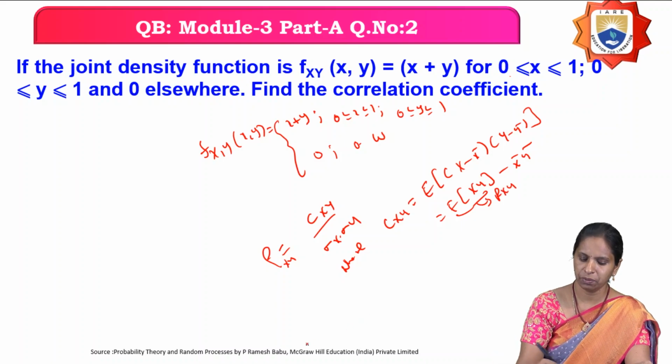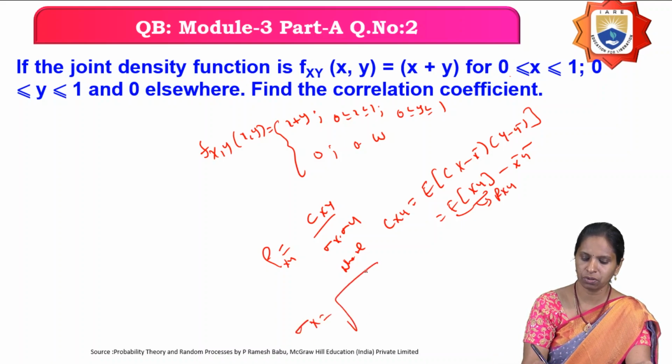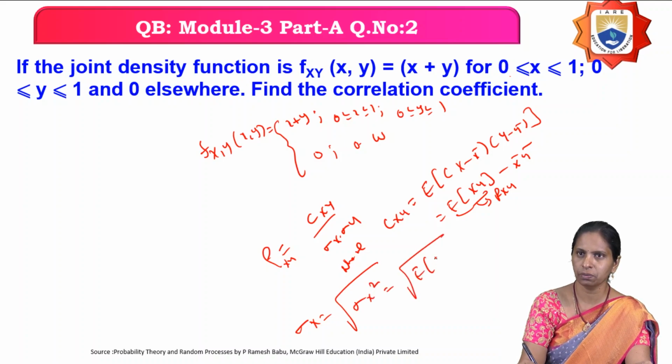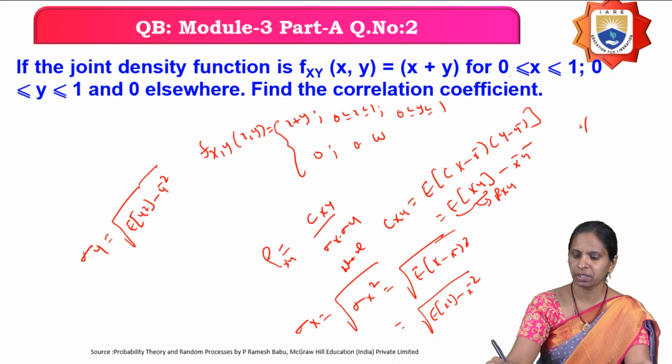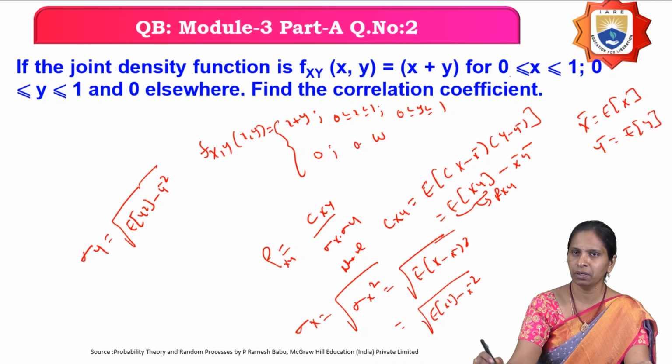And what is sigma x? Square root of sigma x square, which is the square root of expectation of x minus x bar whole square. If you simplify this, you get u of x square minus x bar whole square. Similarly, sigma y is the square root of u of y square minus y bar whole square. So what is x bar? That is the mean of the random variable x, and y bar is the mean of the random variable y.